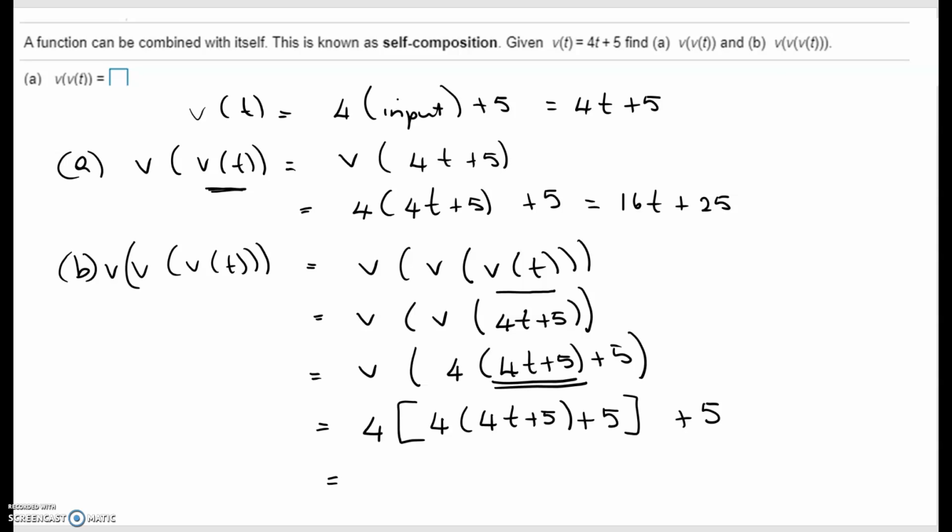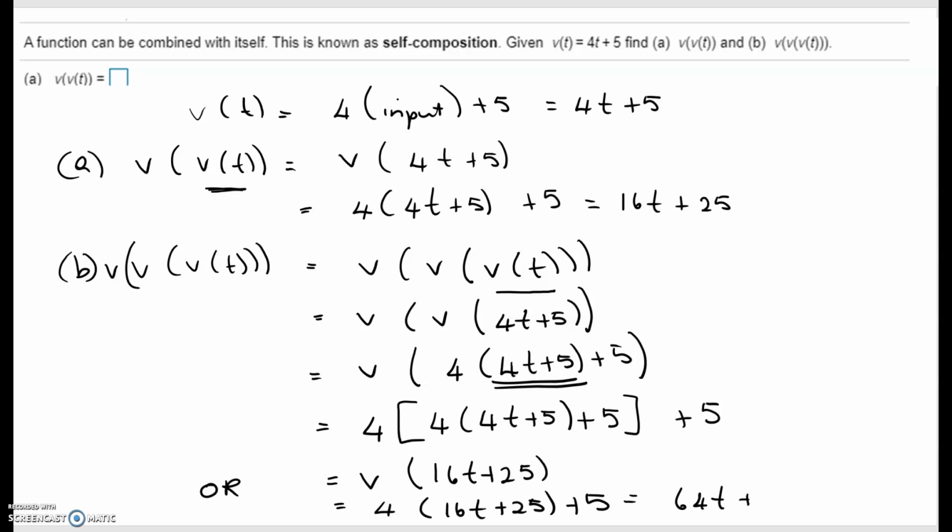If you were doing a bit of a cheat and putting in the part that we already knew, then we could say that it was v on what we already know to be v of t, which was 16t plus 25, which is 4 times the input plus 5. And if you did it from this stage here, if you were careful with your brackets, you'd get exactly the same thing.